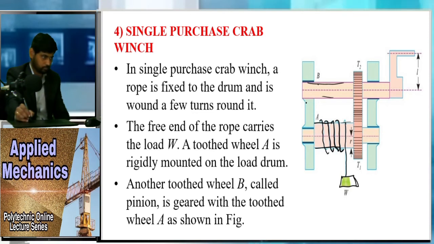Okay, which is also a tooth wheel. Another tooth wheel will be called a pinion. We can say it a pinion. It is geared with the tooth wheel A as shown in the figure. So here you can see this is your tooth wheel A and this is your wheel B, which are in contact with each other. Here A is nothing but your wheel and B is your pinion.